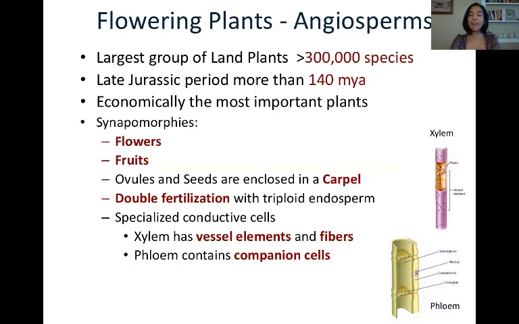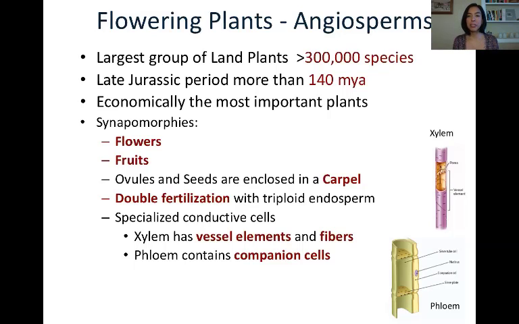Flowering plants have more than 300,000 species, and as I mentioned, the lineage is at least 140 million years old. And this is one of the families that has a tremendous importance to humans. It's economically important. For example, think about food sources. Think about some of the paper that you use. A lot of the cattle eat these plants, angiosperms.